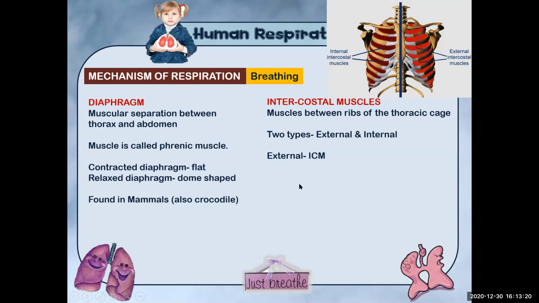External intercostal is sometimes written as EICM. EICM, external intercostal muscles. It begins from the upper rib and ends in front of the lower rib. So it begins from behind the upper rib and ends in front of the lower rib.